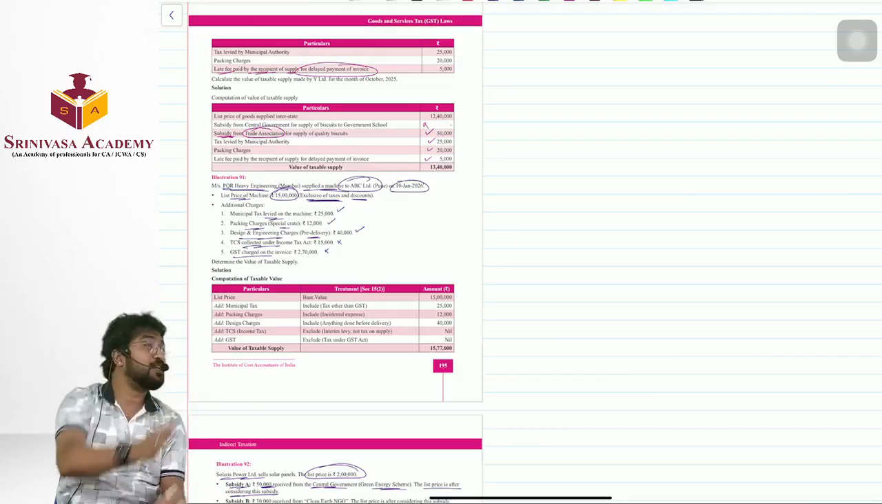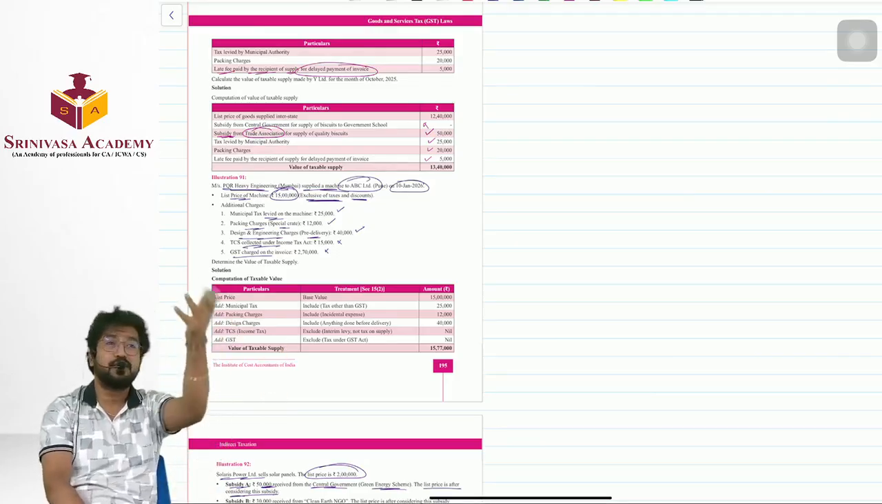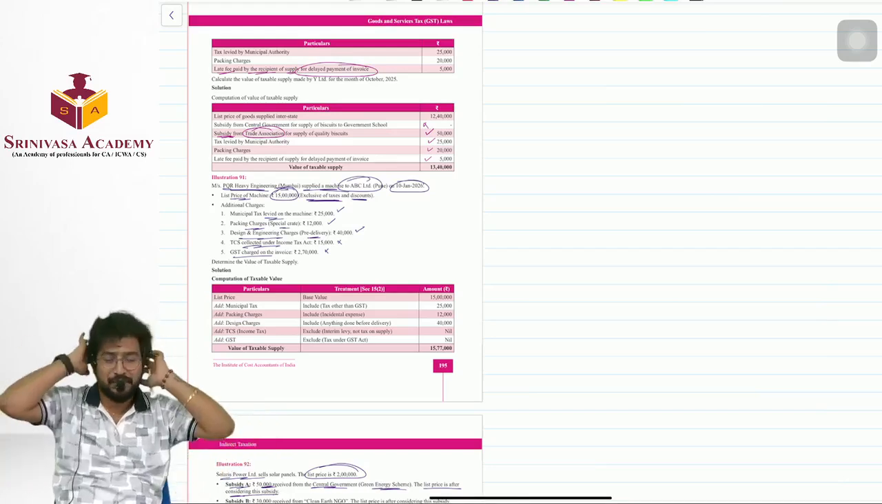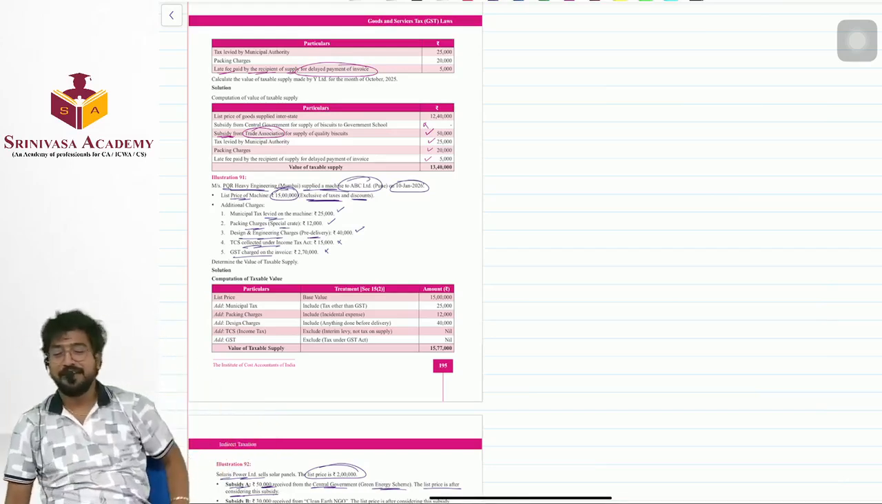Okay. My surprising point is that the basics chapter has 14 marks weightage. Okay, sorry, fine. Leave it.